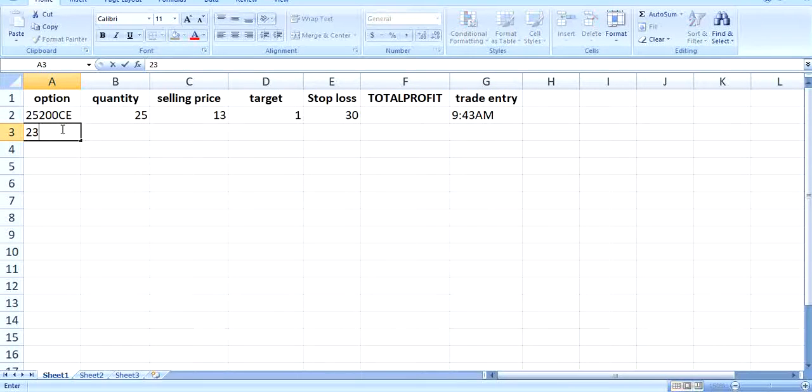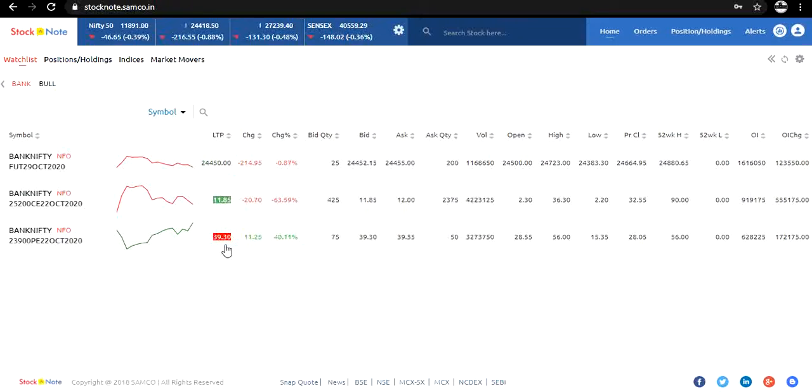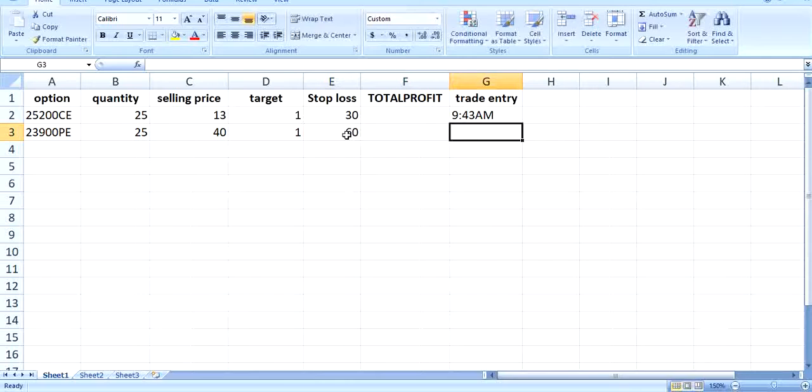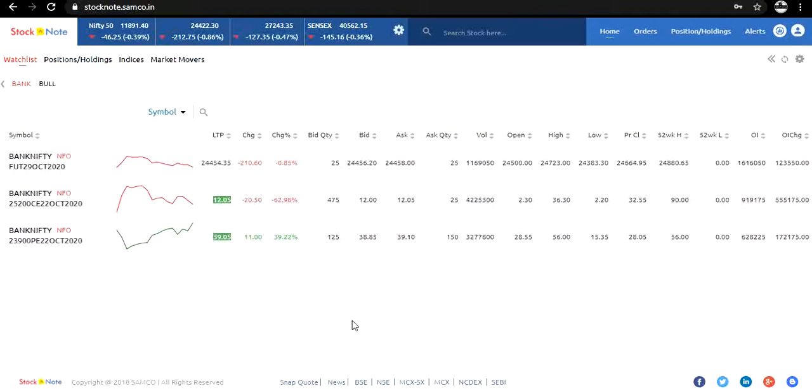The 23,900 put we will sell with 25 quantities, and currently it is trading at 40, so we will place our order at 40. Our target will be 1 and our stop loss here will be 60, and we are trading at 9:44 am. We have placed a limit order. Here it is trading at 37. So we will wait for our order to get executed. It is taking some time.